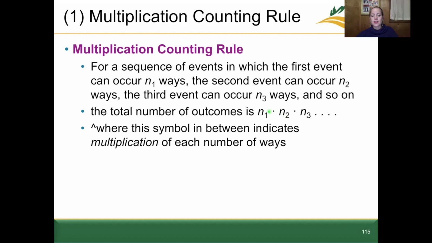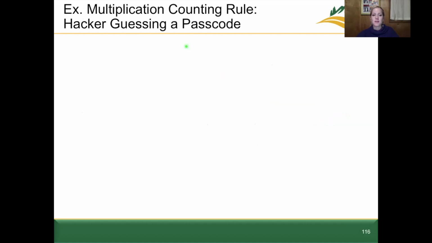So this symbol here, or you'll see an asterisk or a multiplication symbol, this means n1 times n2 times n3, and so on for all the different events we're dealing with in the scenario. Let's jump right in and do an example of this. So we have a multiplication counting rule.